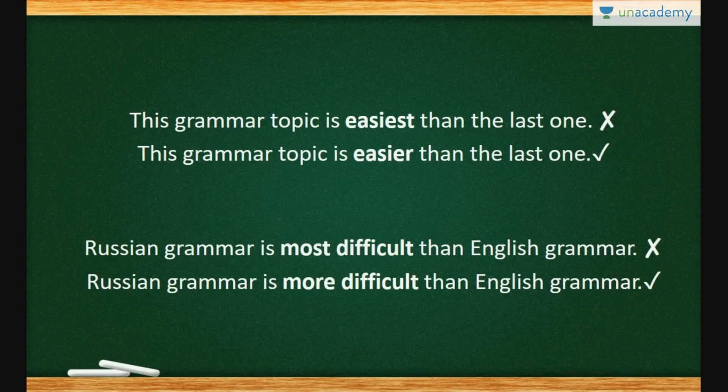A few more examples. This grammar topic is easiest than the last one. Now when you use than, you're comparing. So this grammar topic is easier than the last one. Russian grammar is most difficult than English grammar. No, you should say Russian grammar is more difficult than English grammar.